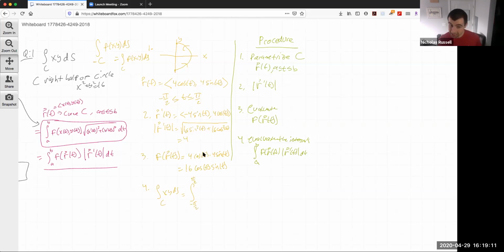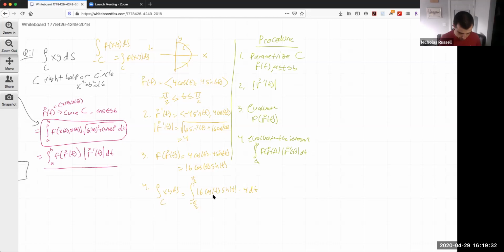F of r of t is this quantity right here, 16 times cosine of t times sine of t, multiplied by r prime of t dt. In this case, this would be 4 dt. And this is now an integral. And now it just behooves me to evaluate this integral. So let's do it. To solve this, I will need to do a u sub.